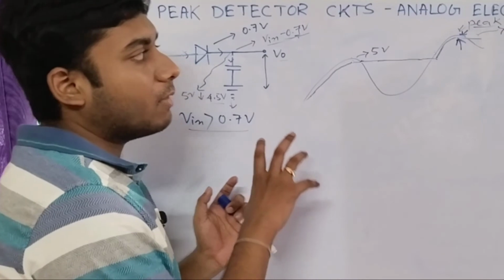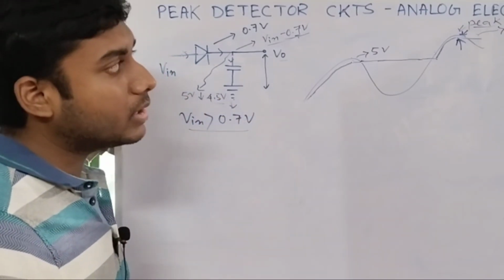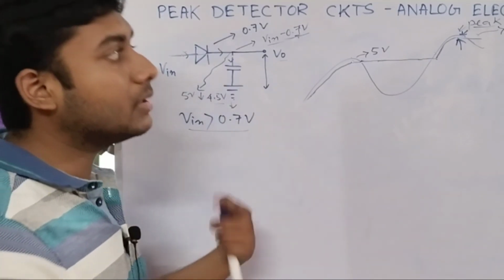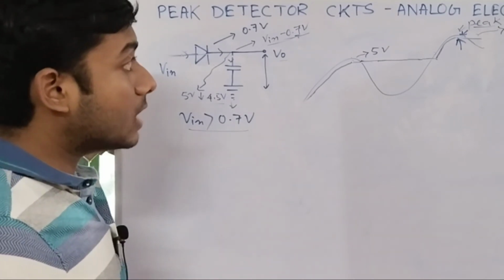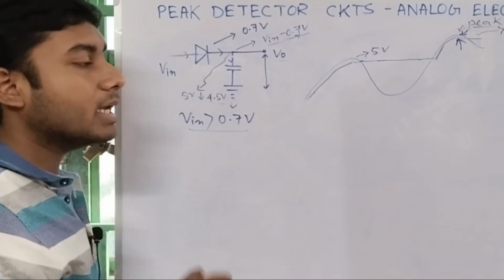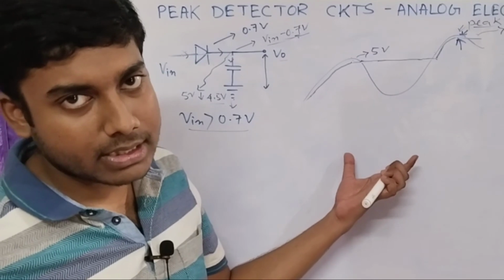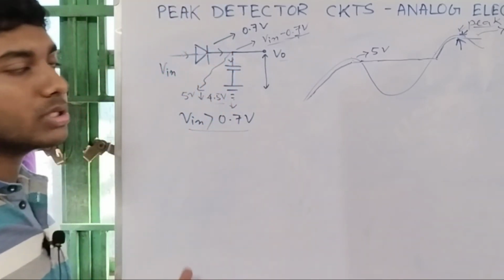You can overcome this type of inaccuracy with the help of an improved circuit, which I will discuss in the next video. I hope this video is very helpful for making the simplest peak detector circuit. In my upcoming videos I will discuss how you can improve these circuits. Several circuits are there to improve these faults.